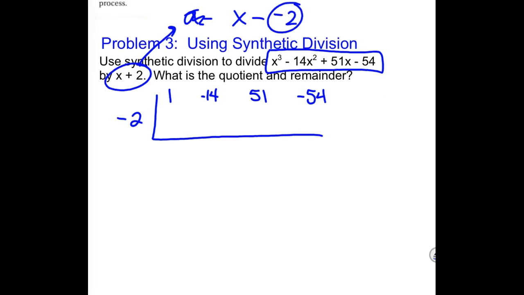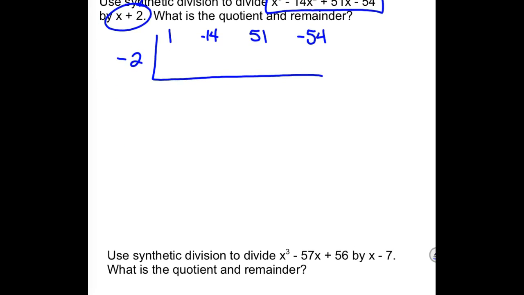All right, so to do the synthetic process, we bring down our first number. In this case, it's a 1, so I'm going to bring it down. It's going to go underneath my bar. Okay? And notice that I left some blank space right above the line. All right? I'm going to be putting numbers in there. We then multiply these two together. So I'm taking negative 2 times a 1. I get negative 2. That number gets written up here.